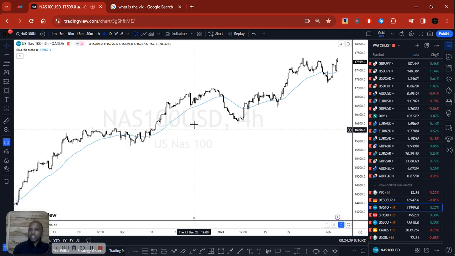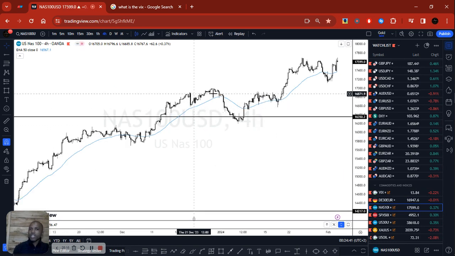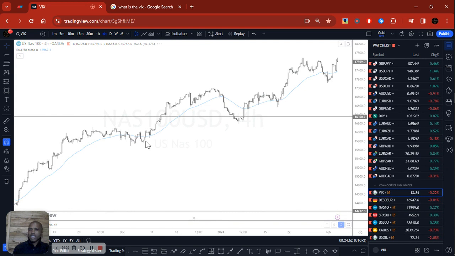So it was around here. As you can see on Nasdaq, it was around here, and eventually price gave a pullback after that before pushing higher, which was in line with what we're seeing right now. But then you could have, let us go back to the volatility index.